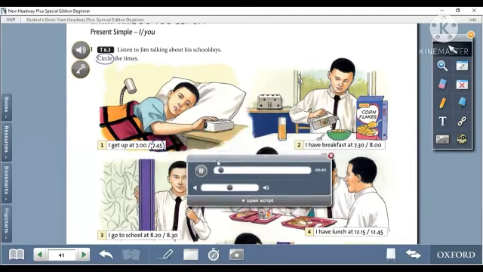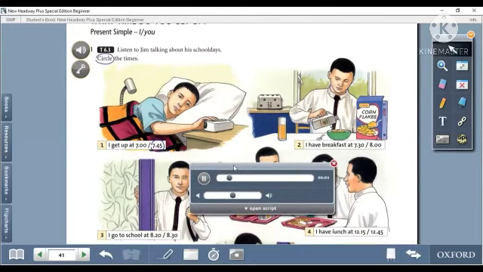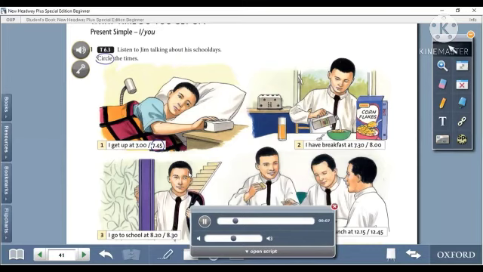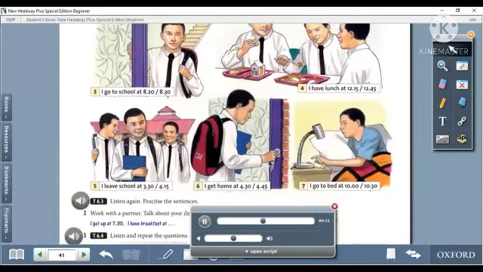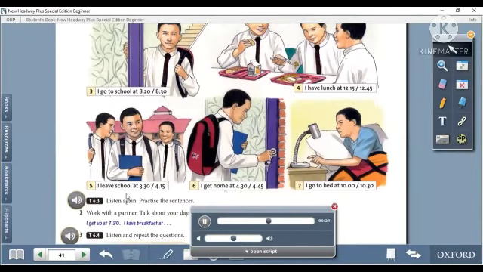Tape script 6.3. Jim's day. Well, on school days, I get up at 7:45. I have breakfast at 8 and I go to school at 8:30. I have lunch in school with my friends. That's at 12:15. It's early in our school. I leave school at 3:30 in the afternoon and I walk home with my friends. I get home at 4:30, have tea and watch television. I go to bed at 10 o'clock on school days, but sometimes later at the weekend.